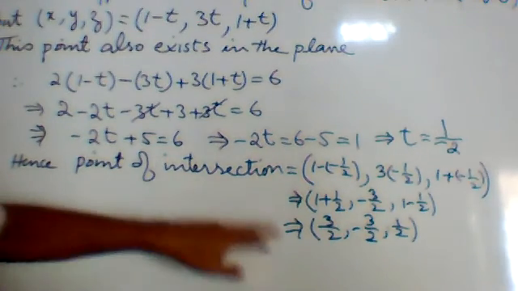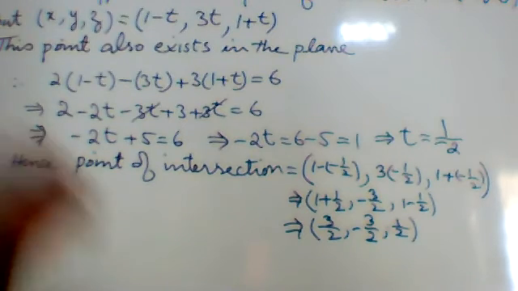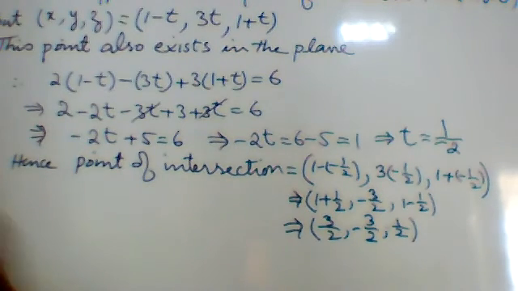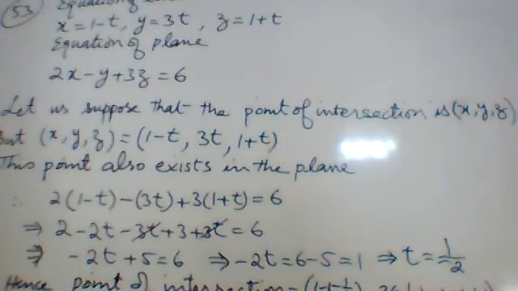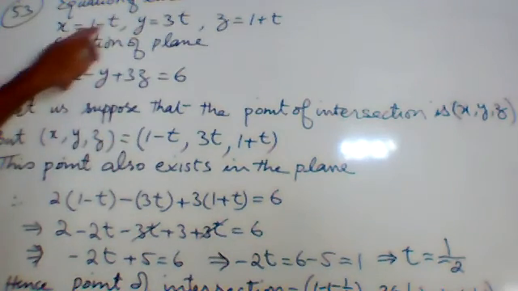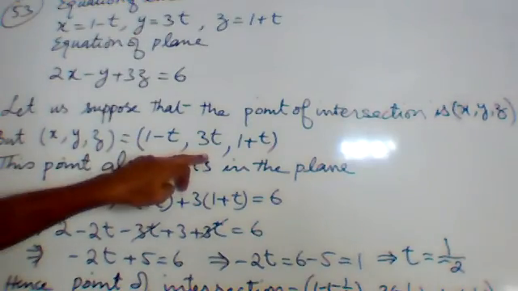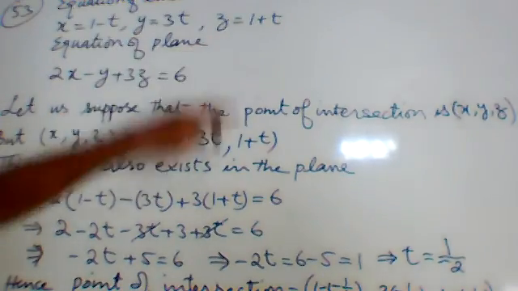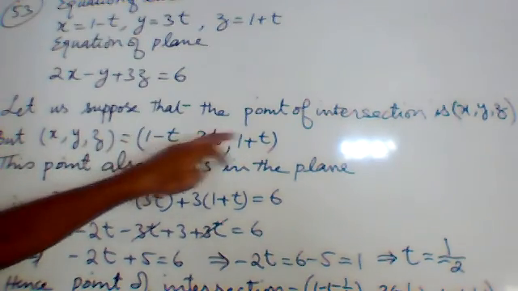In this way, we will find the point of intersection of the plane and the straight line, where the straight line is intersecting the plane. First of all, we will suppose that the point is xyz, but x is equal to 1 minus t, y is equal to 3t, and z is equal to 1 plus t. Therefore, the point of intersection will become 1 minus t, 3t, and 1 plus t.